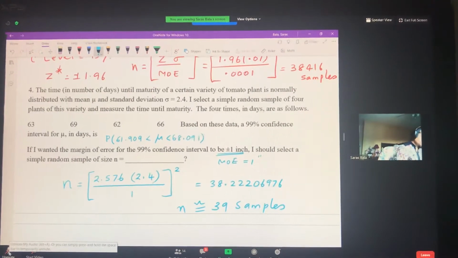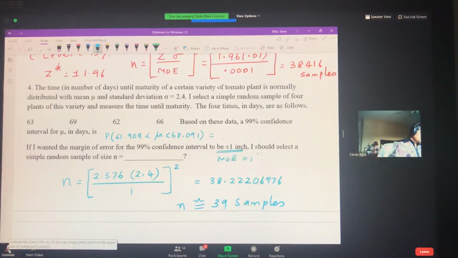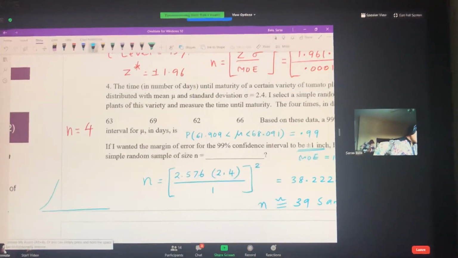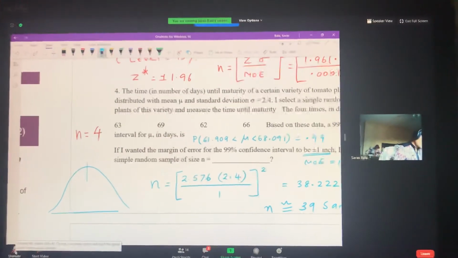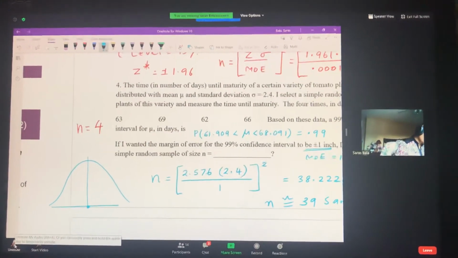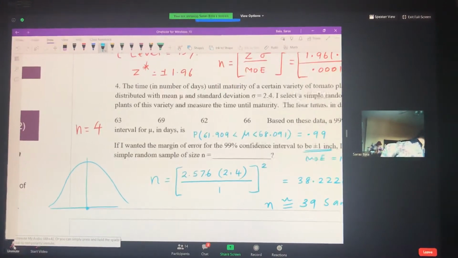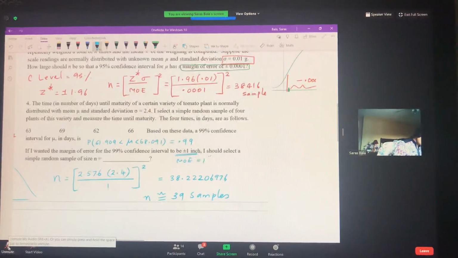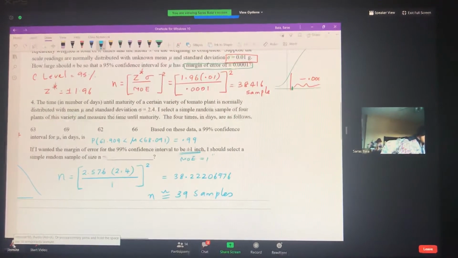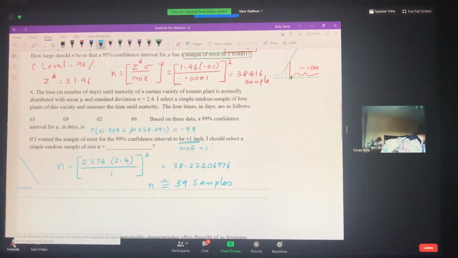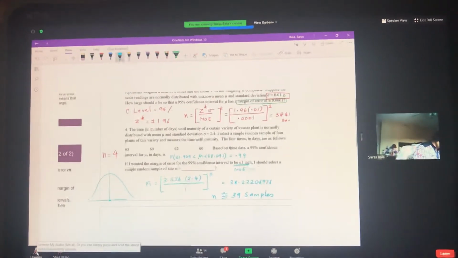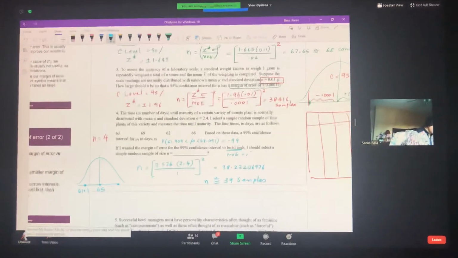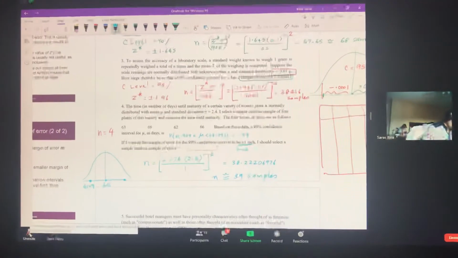68.091. That's right. So how confident am I? Let me finish and then I'll show it to you. Okay, we still have 10 minutes. So this is the diagram, and this diagram is giving me the mean value. The mean value for my data is 65. And what is the bottom number? The bottom number is 61.9, and the top number is 68.1.